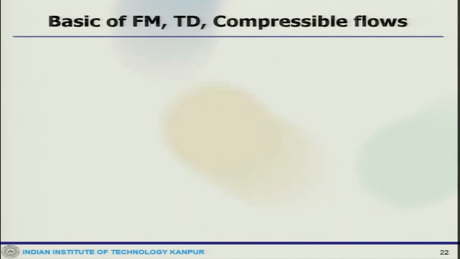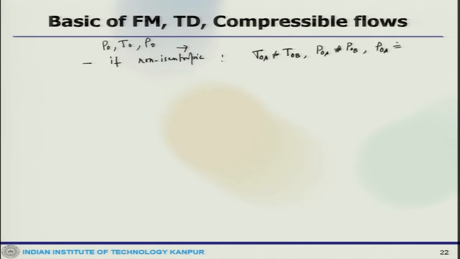Now, the actual flow field does not need to be isentropic to calculate P naught, T naught, rho naught, etcetera, because these are imagined and defined quantities. If the flow field is non-isentropic, that means non-adiabatic and or irreversible, then what will happen, T naught A is not going to be equal to T naught B, P naught A to P naught B, similarly for rho. So, these properties are not going to be the same.